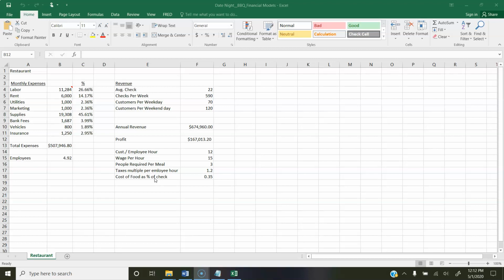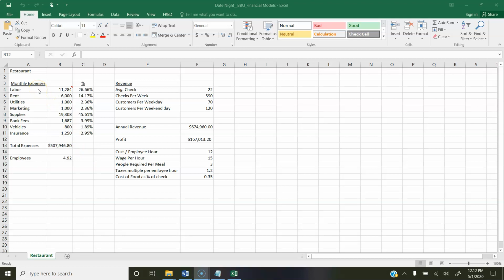Certainly you can create very complex financial models, but the reality is that at the core, a basic financial model will often give you a great starting point to understand what's going on with a business. So let me walk you through a basic financial model that I built here, just looking at the hypothetical profit for a theoretical restaurant.